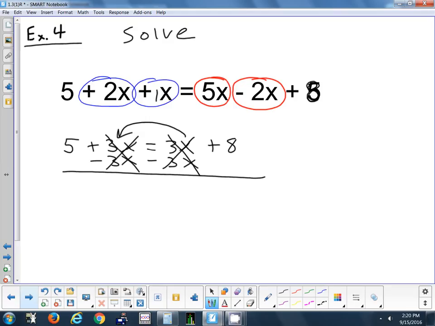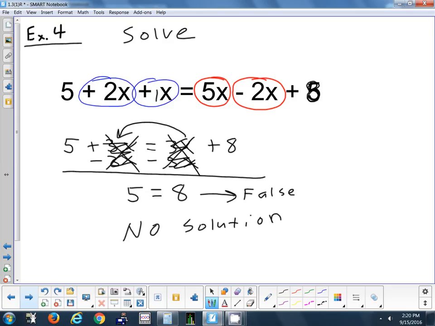So, Vanessa, what do I have left here? I like the equals 8, but there's still something else on the left side. Oh, the 5. 5 is the same as 8. Is that true? No. This is false. That's not the answer. No answer. This means no solution. Good.